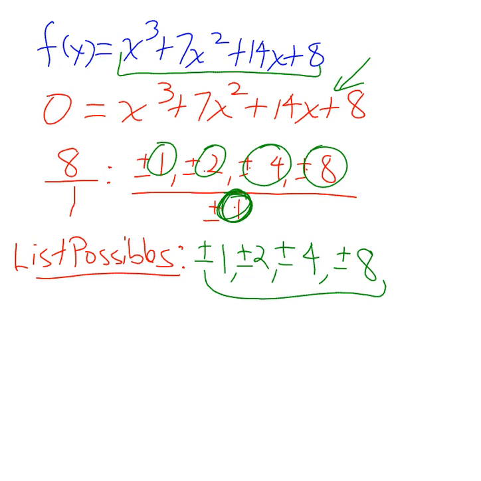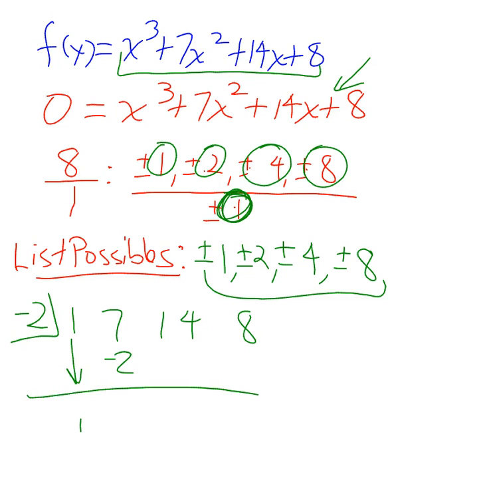Okay? Now, I can start with any one of the numbers. I can start with positive 1, I can start with negative 1, I can start with positive 2, you can start with negative 2, whichever you want. Sammy, which one do you want me to start with? Negative 2. I'm going to start with negative 2. So I'm going to put a negative 2 in the box. I'm going to put a 1, a 7, a 14, and an 8 outside the box. Bring down the 1, negative 2. I multiply negative 2 and 5 is negative 10, is 4, is negative 8.